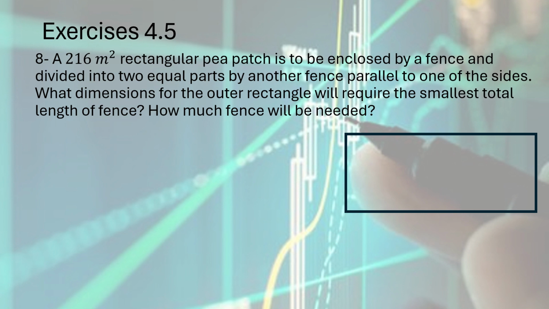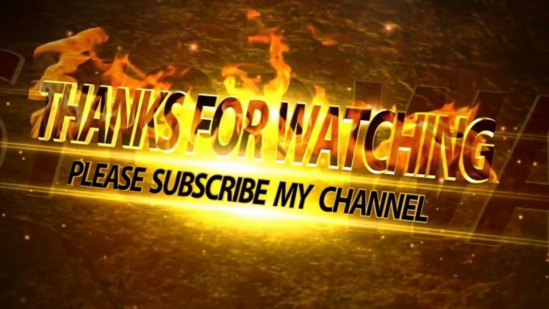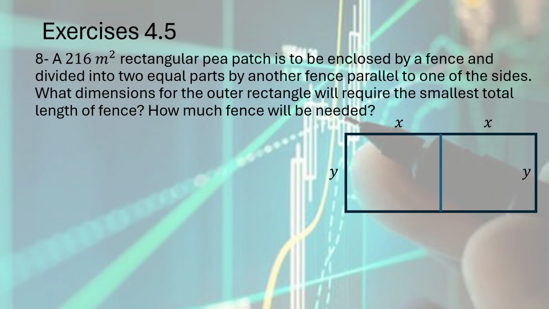Okay, so again we have a rectangular pea patch which has an area of 216. We are having another line which is dividing this rectangular pea patch into two equal parts, obviously. So what do we do? We take this one as y, this one will also be y, whereas this part is x, this is also x. The same thing in the lower part as well.